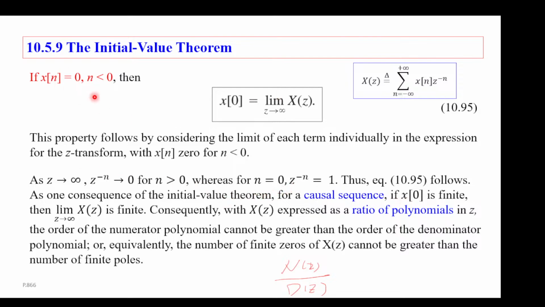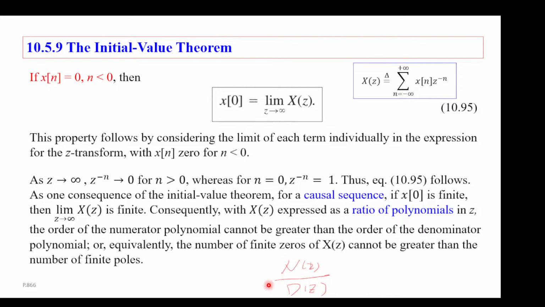So this is basically for causal signals. Also, if you have a rational signal, you will often express your X of z as a ratio of polynomials, some big N of z divided by big D of z. If you want x of 0 to be a finite value as z goes to infinity, then the order of N of z needs to be smaller than or equal to the order of D of z. Otherwise, the numerator will go to infinity faster than the denominator.